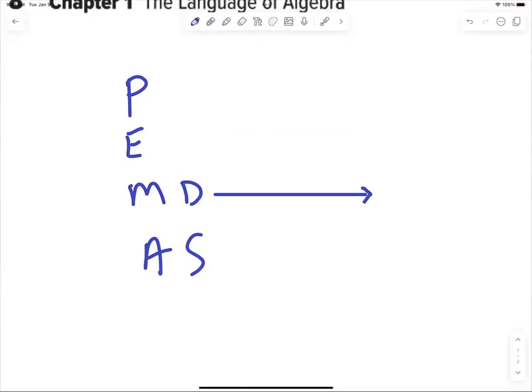And then AS stands for addition and subtraction. That means we're going, again, left to right. Anybody have any questions with that? Sarah, did that make sense now? Yeah, you good? All right.